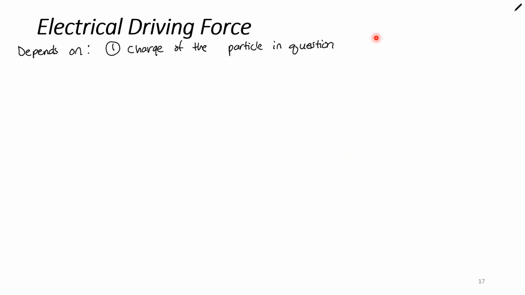Okay. And then I'm going to put in brackets here, whether it's positive like sodium or negative like chloride. Okay. The second thing that it's going to depend on is the polarity of the cell. Okay, the polarity of the cell.